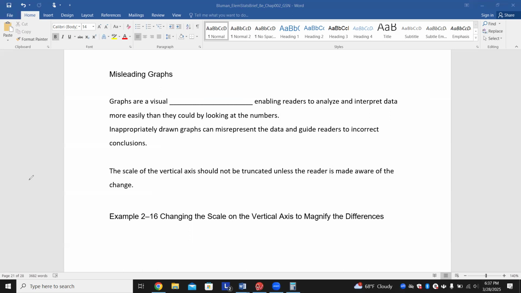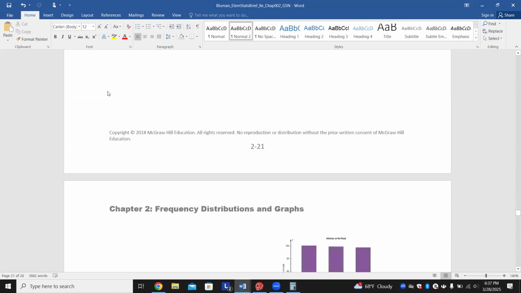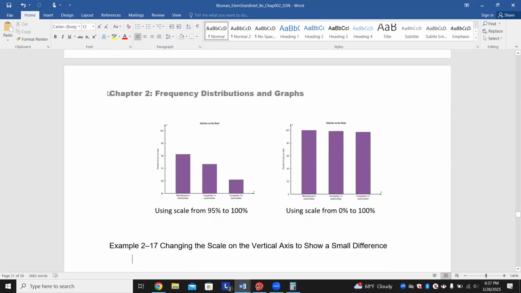Talking about changing the scale of a vertical axis to magnify the differences. And we saw this with the prices of the fast food joints. So here you can see if we use a scale from 95 to 100, it definitely looks like manufacturer automobiles is almost double the amount of competitor two's automobiles, versus if you actually use 0 to 100, it's barely a noticeable difference there.